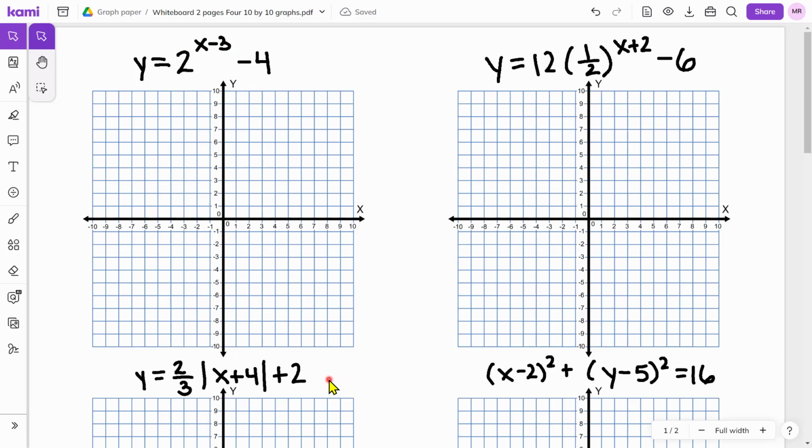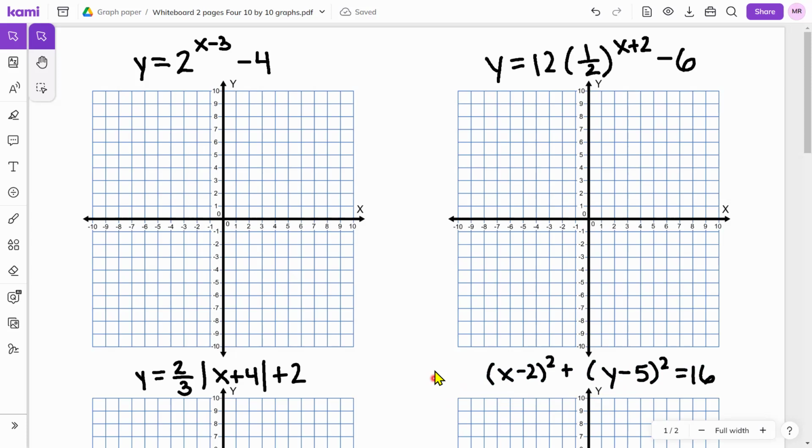Now down here we have an absolute value graph. Y is equal to 2/3 times the absolute value of x plus 4, plus 2. This one here is a circle. This is not a function. The rest of them we're graphing are functions. This one is not a function. It does not pass the vertical line test because x's have more than one output, or y, in this situation. So this circle is x minus 2 squared plus y minus 5 squared is equal to 16.